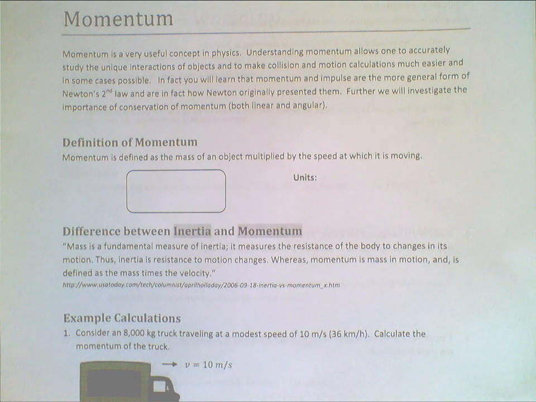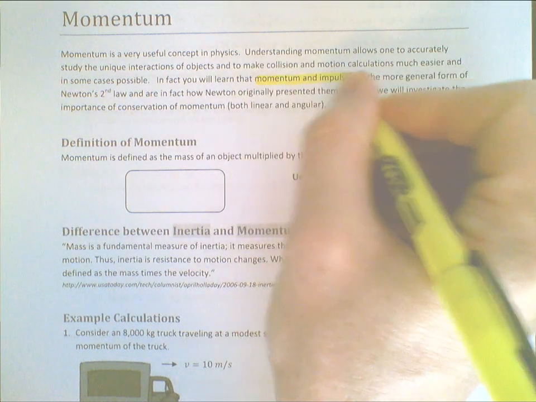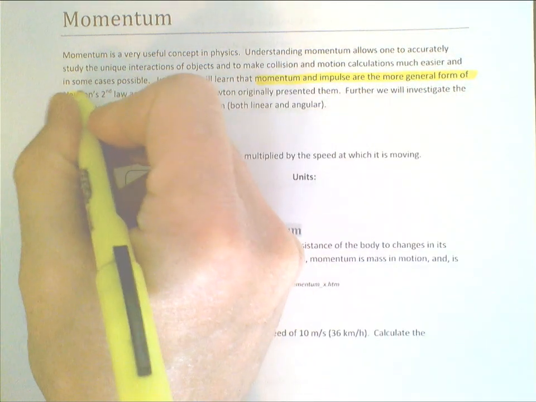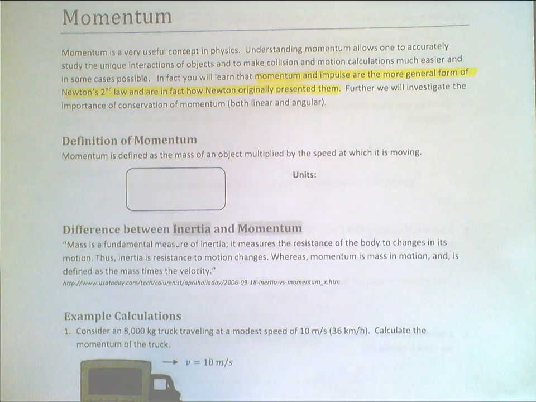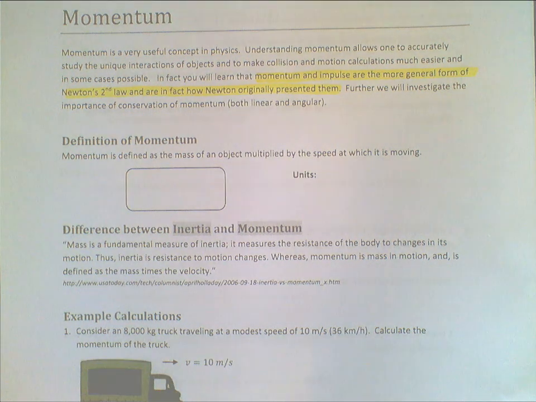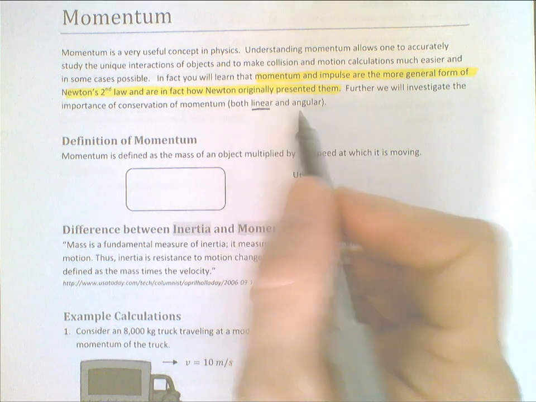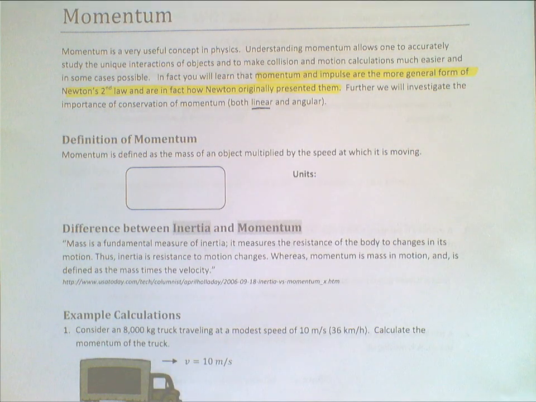So, I wrote here, in fact, you'll learn the momentum and impulse are more general forms of Newton's second law. And in fact, this is how Newton originally presented them. Okay. Later on, we're going to learn the importance of the conservation of momentum, which is an incredibly important concept in both linear and angular as well. We're going to focus mostly on linear and not the angular, but we can talk about that as well.